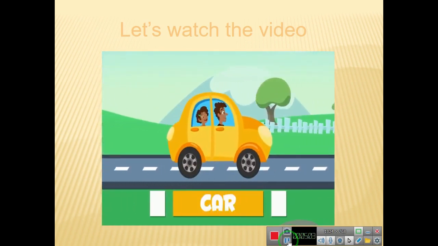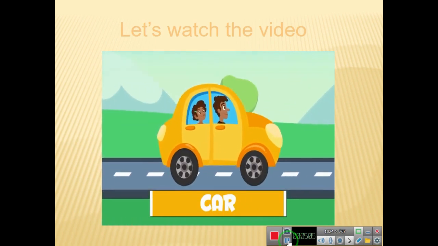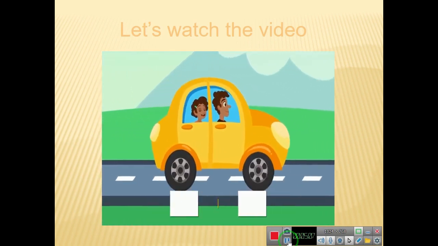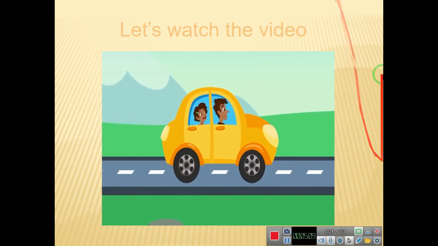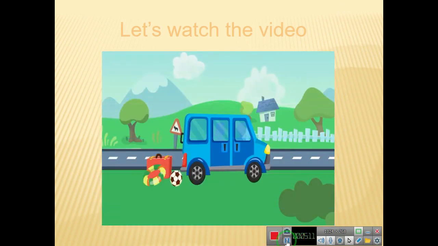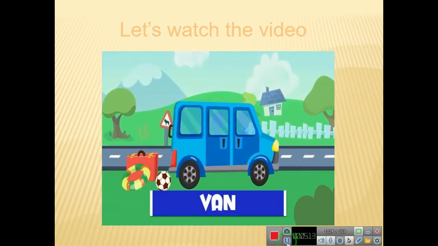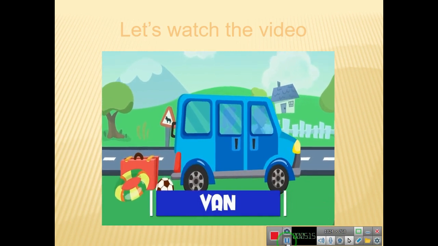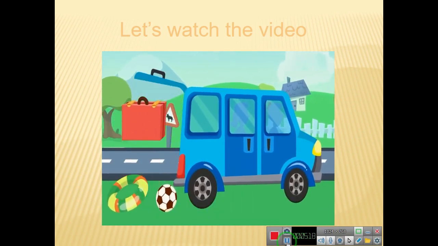This is a car. It's one of the most popular. It has 4 wheels and can fit your family. Let's go for a drive. Here's a van. It's similar to the car, but the trunk is much bigger. You can fill it up with things.